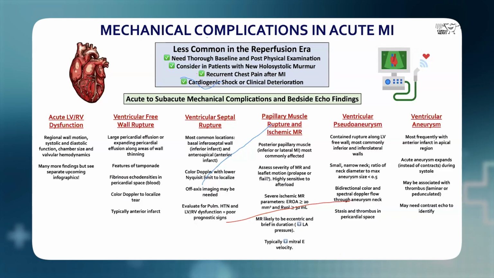There will be fibrinous echo densities. The blood is not as thin as normal pericardial effusion, right? So we can see fibrinous strands and everything, and there will be sudden cardiac collapse. Ventricular septal rupture is slightly more benign than ventricular free wall rupture. Clinically, there will be a murmur. If a patient with myocardial infarction comes and has a sudden systolic murmur, there can be two possibilities. One is ventricular septal rupture, one is ischemic MR due to rupture of the chordae tendineae.